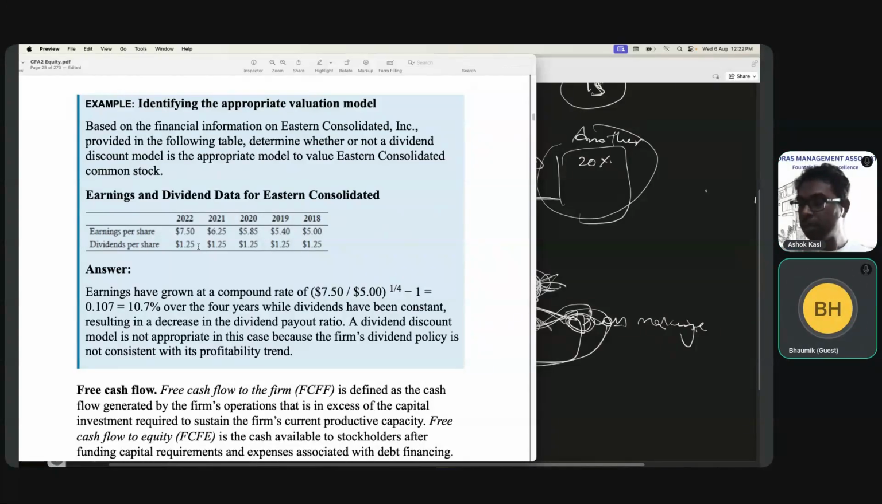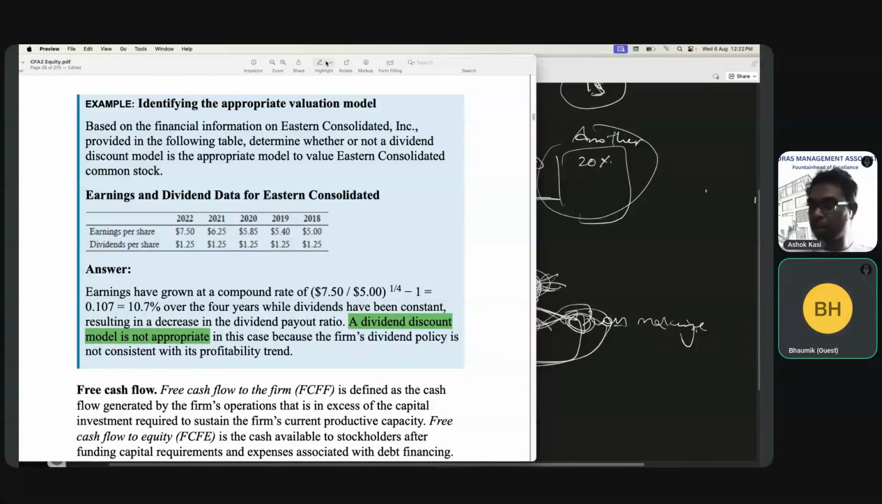But here, because there is the dividend amount you can predict, but the ratio is not matching with the earnings. So here it is not the right way. The dividend discount is not appropriate. Got it. So their rate should be constant, not the value.